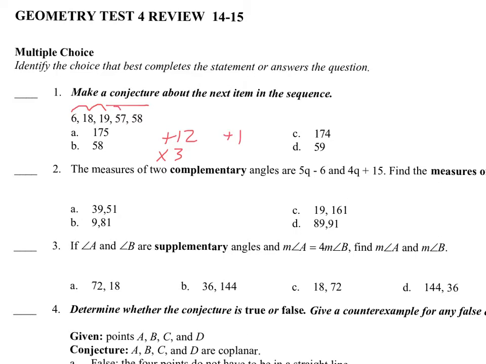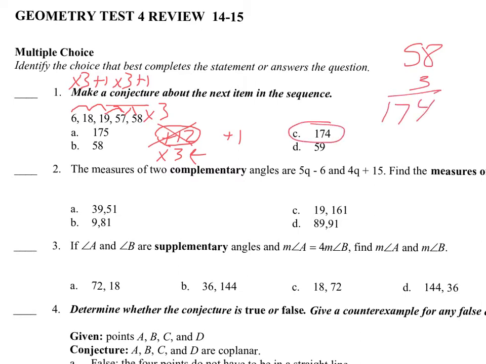To go from 19 to 57, well, adding 12 is not going to be correct because that would get us to, what, 31? But multiplying by 3 would get us 57, and then from 57 to 58 would be adding 1. So we are multiplying by 3, adding 1, multiplying by 3, adding 1. So the next thing we should do to 58 is multiply by 3. 58 times 3 is 174. The answer there is C.